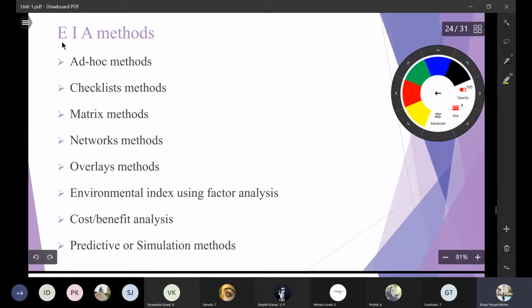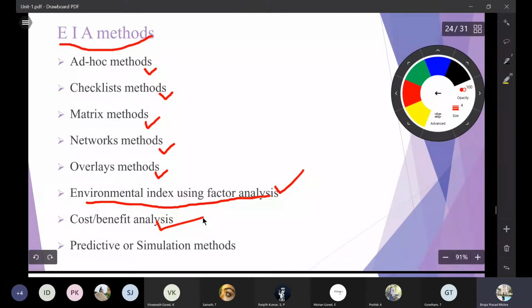So now we will focus on the EIA methods. So basically there are 8 EIA methods, that is ad hoc method, checklist method, matrix method, networks method, overlays method. Another method is called environmental index using factor analysis. This is also one method, followed by the cost benefit analysis and predictive or simulation methods.